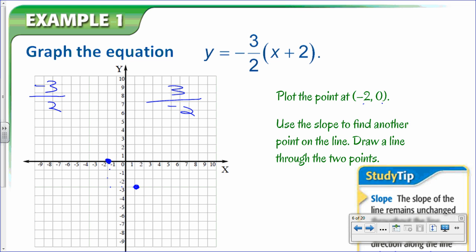Now from there, I would go up. Up 3. 1, 2, 3. That's left, 1, 2. Guess what happens? So it falls on the line, isn't it?